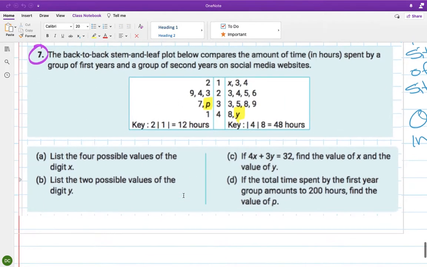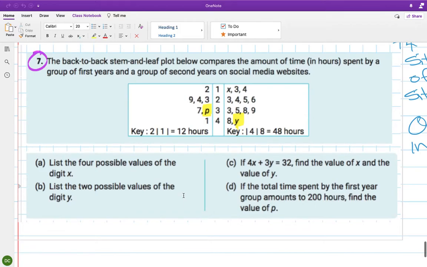Okay, and then this one. The back-to-back stem and leaf plot below compares the amount of time in hours spent by a group of first years and a group of second years on social media websites. So presumably the first years are on the left and the second years are on the right. Okay. List 4 possible values for the digit x. Oh, I didn't even see x. Oh, there's x. Okay, so what could x be?